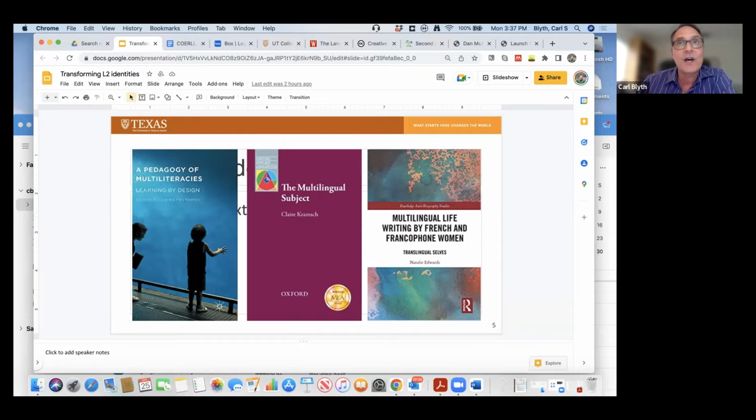This is the Learning by Design pedagogy of Cope and Kalantzis. Claire Kramsch's book, The Multilingual Subject, where she looks at the development of a multilingual subjectivity. And then finally, the different genres of multilingual life writing.